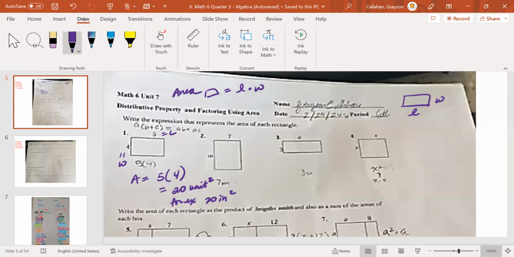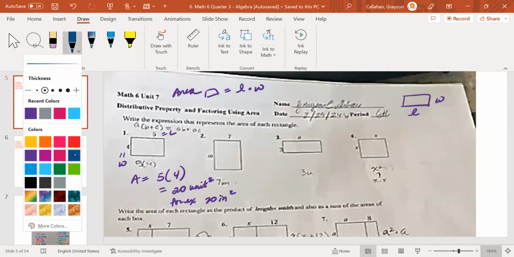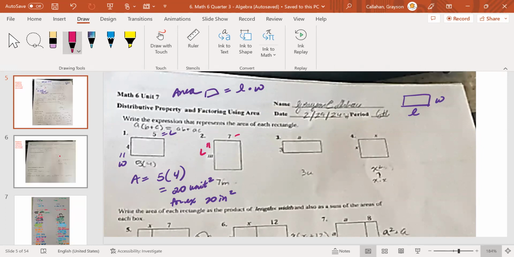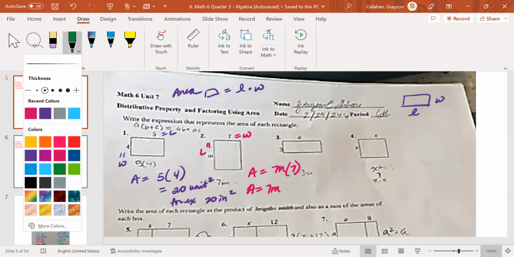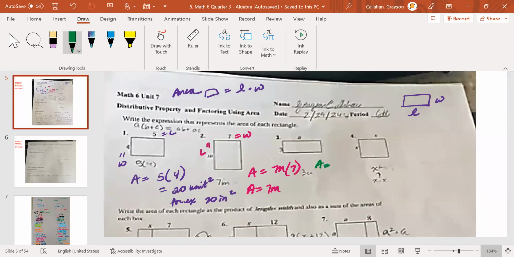For number 2, I see, is that a 7? Oh, it's a 7 and M. Okay. So your length is M, your width is 7, so your area is M times 7 or 7M. For 3, your length is going to be A and your width is 3. So your area is A times 3, which is 3A.